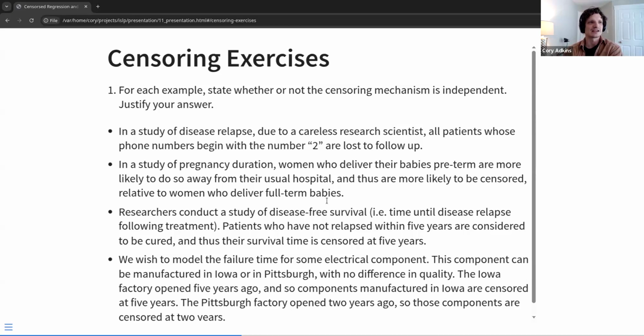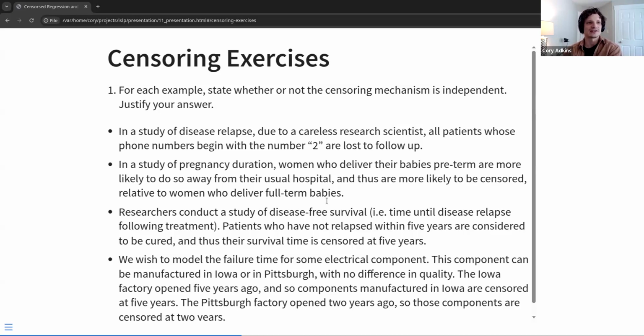In a study of pregnancy duration, women who deliver babies preterm are more likely to do so away from their usual hospital and thus are more likely to be censored relative to women who deliver full-term babies. Yeah, so that I think is definitely a violation of the independence. Maybe you could control for that, but the fact that you're more likely to be censored if you're more likely to deliver preterm is just definitionally a violation.